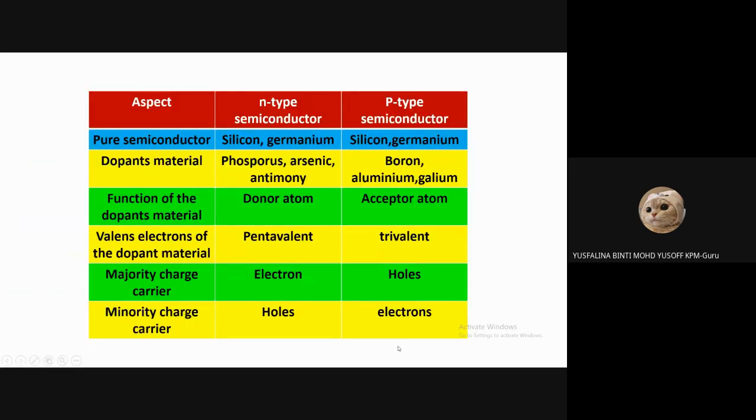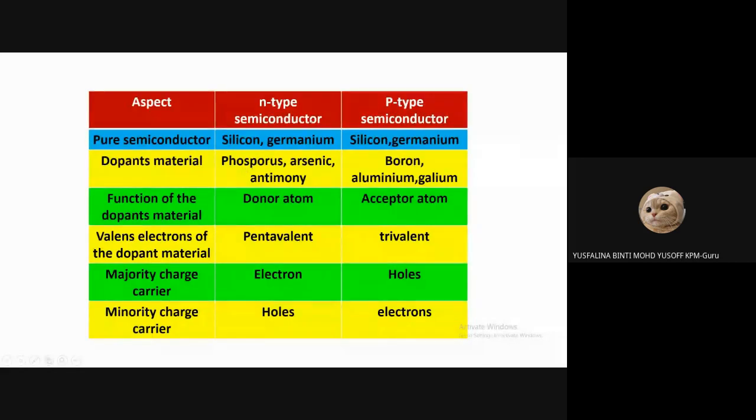So we just compare here. The pure semiconductor for both types is silicon or germanium, the same, from group 4 of the periodic table. And the dopant material, this is the important one. You have to know what material needs to be used to produce the N-type and P-type. For the N-type: phosphorus, arsenic, and antimony. For the P-type, we have boron, aluminium, and also gallium. So this is the dopant material.